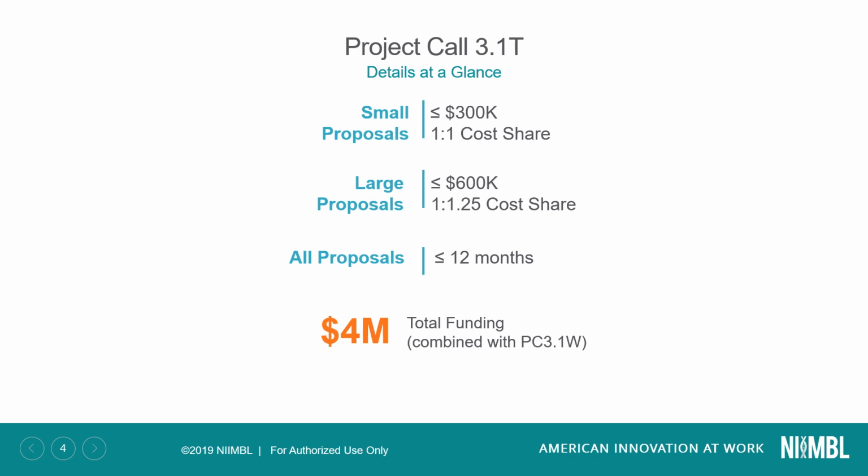The total funding amount that's been allocated and approved for PC 3.1 combined between PC 3.1T, which is the technology, and the workforce, we'll talk about in a second, is $4 million, and we'll reiterate that in a moment. We'll also come back later to some of the cost share questions.